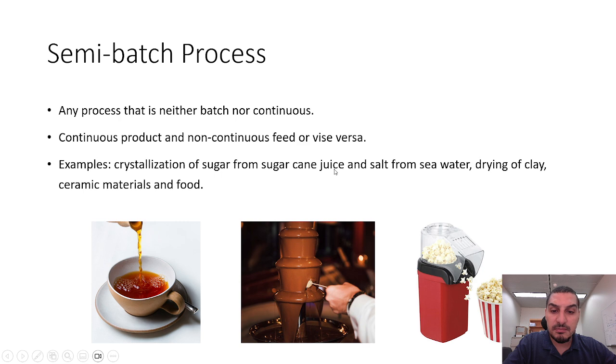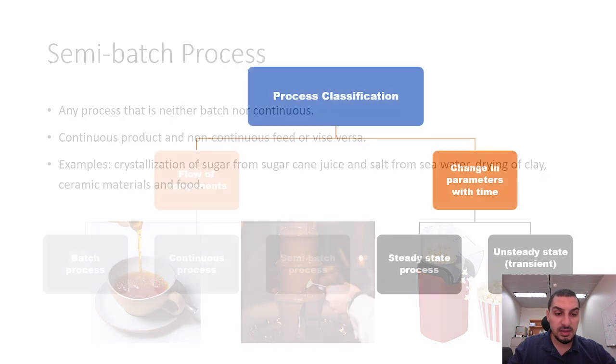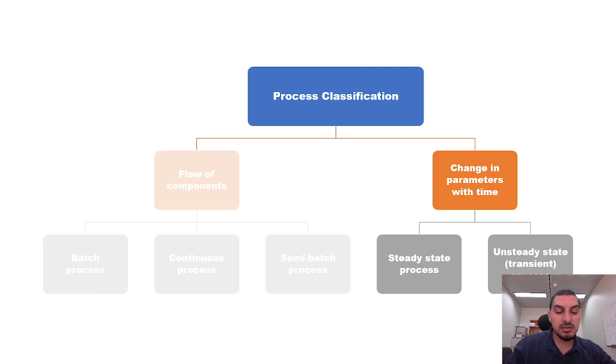There is also getting salt from seawater. In this case, I'm not sure if this can be considered batch or semi-batch, but we fill very wide areas with seawater and let the water evaporate, and then finally we get the salt. So we prepare the feed once, and then we get the product at the end. Anyway, this is what we call a semi-batch process.